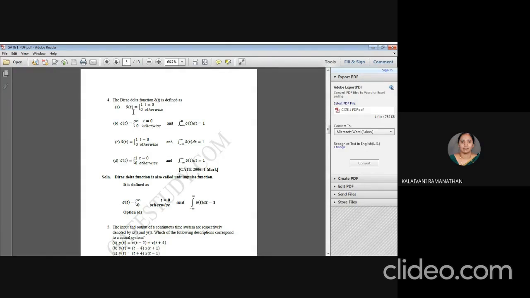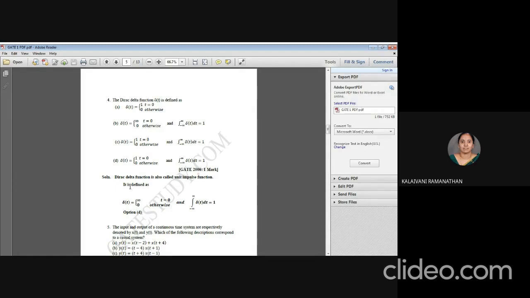So in this case, del of t equivalent to 1, so it should be rejected. Here you have the amplitude as infinity at t equal to 0, and then integration means it is representing the delta at this point. So it is equivalent to 1. So this option is correct. That is, del of t is equivalent to infinity at t equal to 0, and it is equal to 0 otherwise, and the integral from minus infinity to infinity of del of t dt is equivalent to 1. So you have to choose option B.